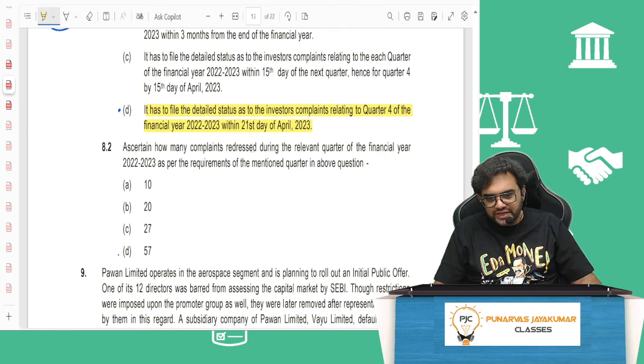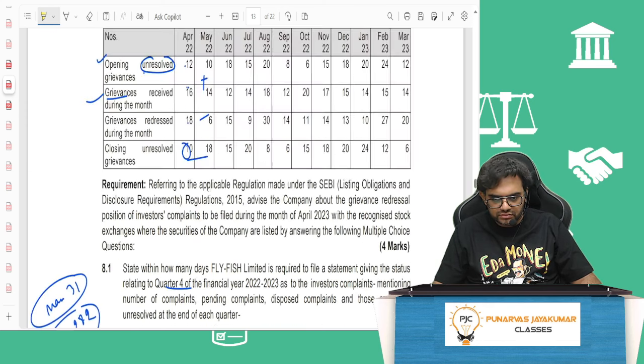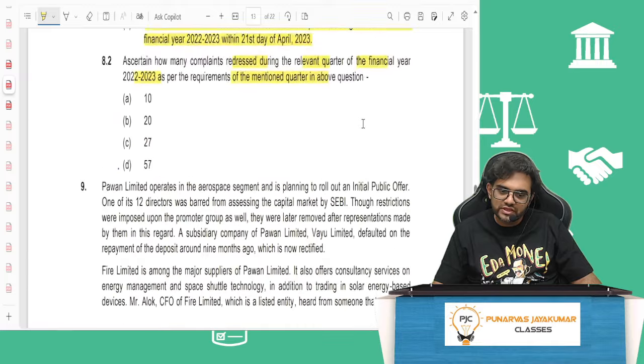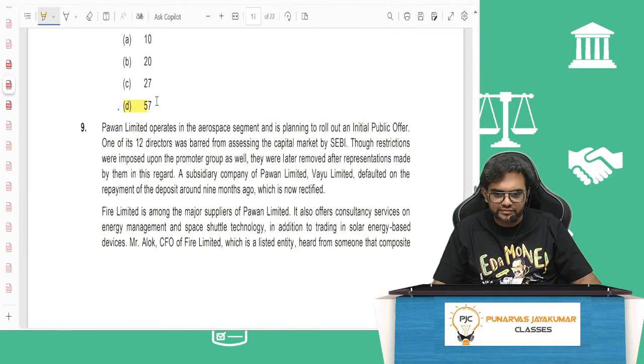How many complaints were addressed during the relevant quarter of the financial year as per the requirements mentioned in the quarter in the above question? So how many were addressed? These three, in the quarter 4. 20 plus 20, 47 plus 10, 57. See guys, so easy, very easy question.